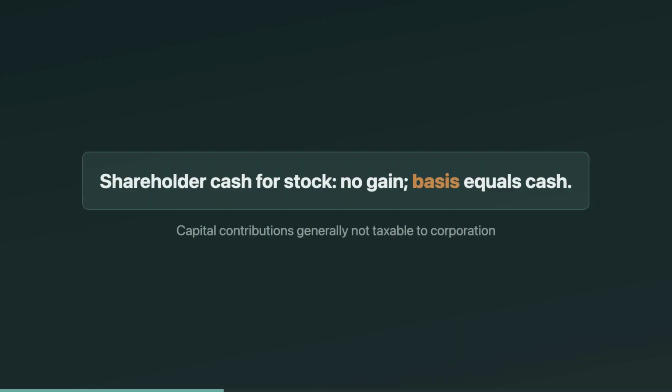Start with the simplest case, shareholder cash for stock. That's basically a purchase of stock. The shareholder recognizes no gain, and their stock basis equals the cash contributed. If property is contributed, you're usually thinking about basis and whether Section 351 applies. But the big theme is, capital contributions generally aren't taxable income to the corporation.